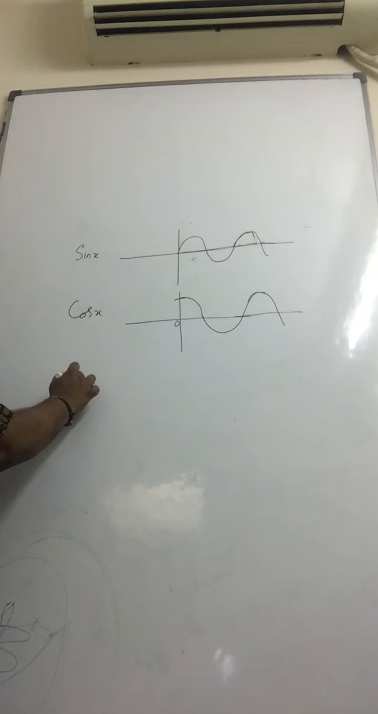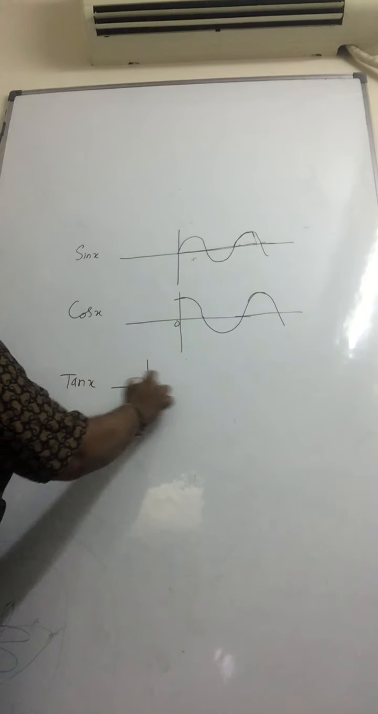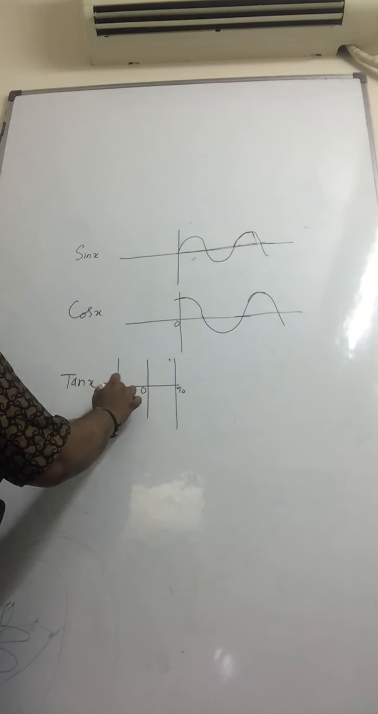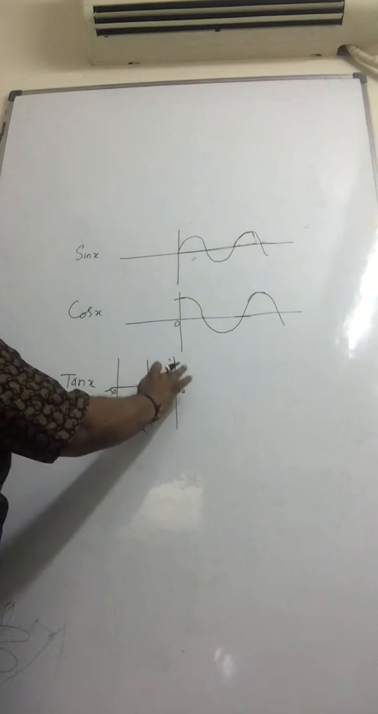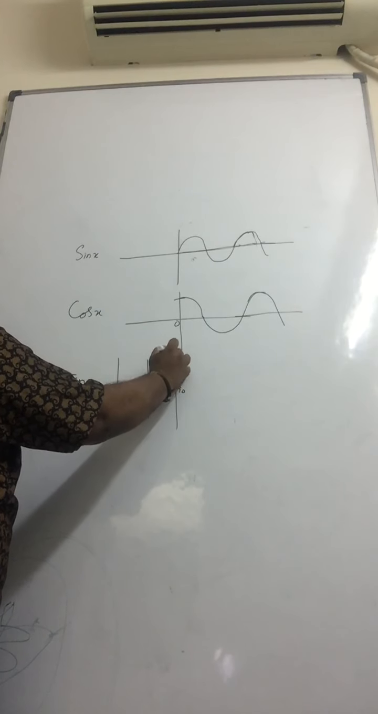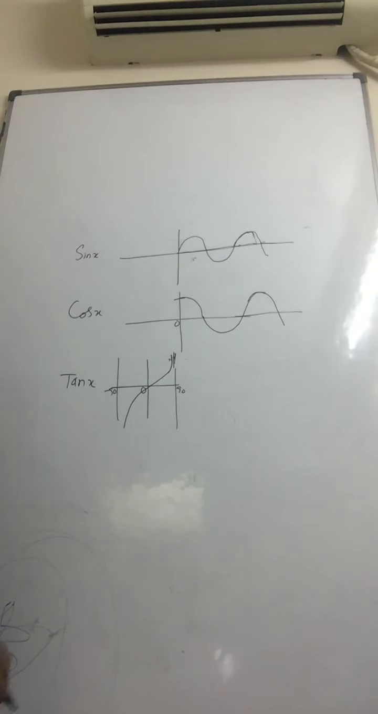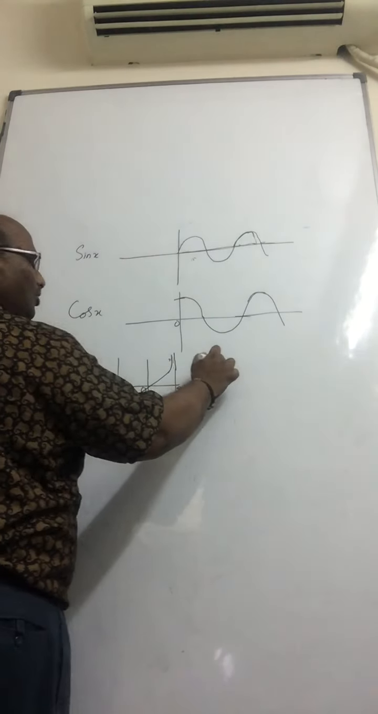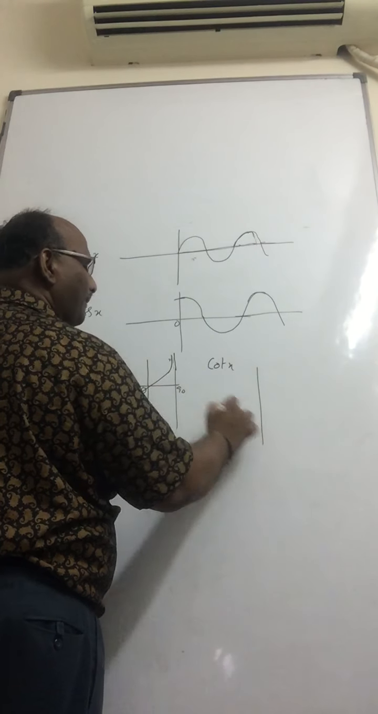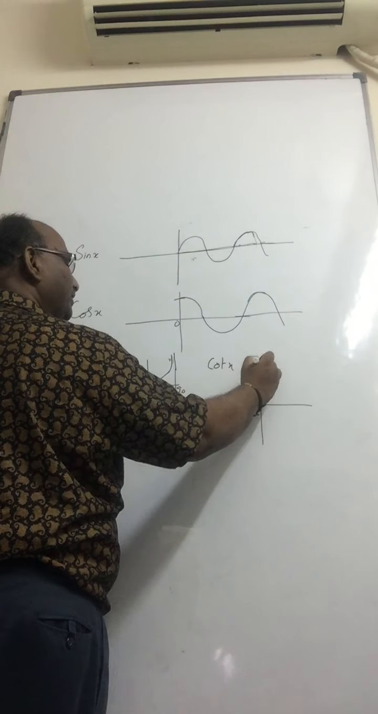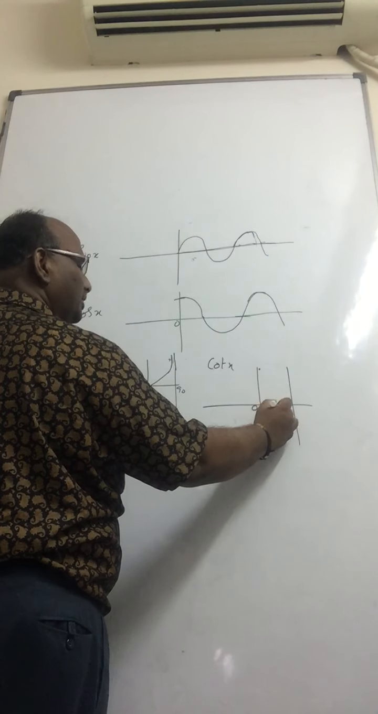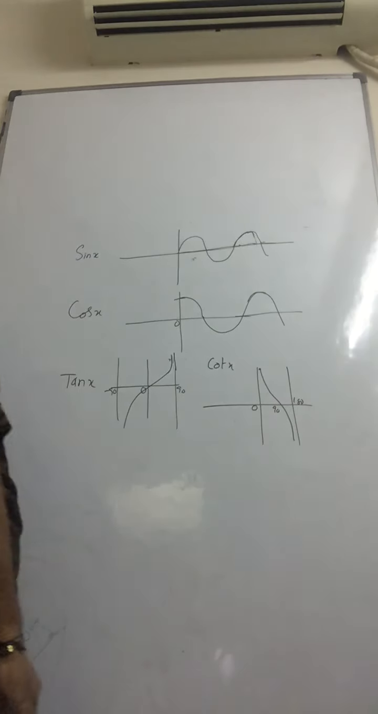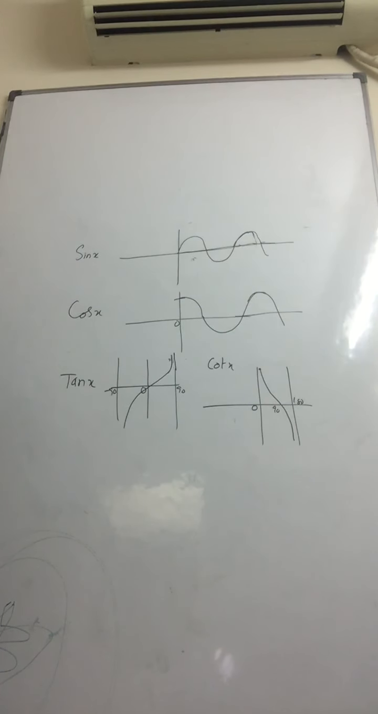Tan x graph: tan 0 is 0, tan 90 is infinity, tan minus 90 is minus infinity. It will not intersect; some gap will be there. Cot x graph: cot 0 is not defined, cot 90 is 0, cot 180 is minus infinity. This is the cot x graph.